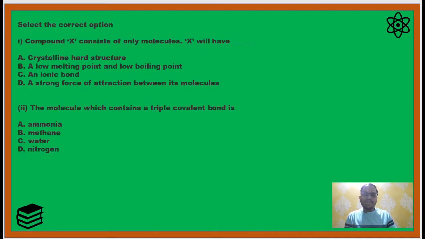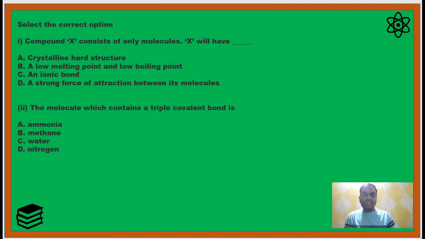The first type of question is an objective type question, which is an MCQ type, that is a multiple choice question. So you will be given a statement and four options. You need to choose the correct option which satisfies the given statement. Okay, let's begin. So the first question is, a compound X consists of only molecules. X will have.